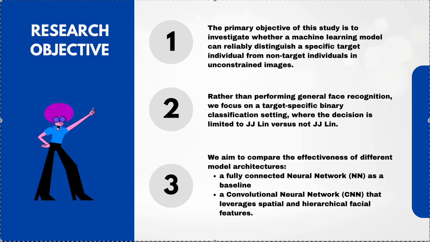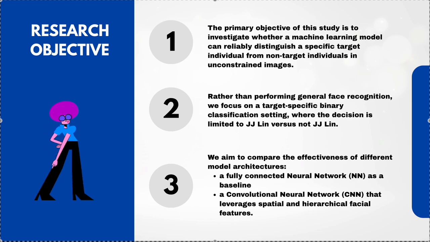And here is our research objective. The core objective of our study is to examine whether machine learning models can reliably distinguish specific individuals from all others. Our problem is framed as a binary classification task: JJ Lin versus not JJ Lin. To understand model behavior better, we compare two different architectures: a fully connected neural network as a baseline and a convolutional neural network that can extract spatial and facial features. This comparison allows us to observe how modeling spatial structure influences performance.